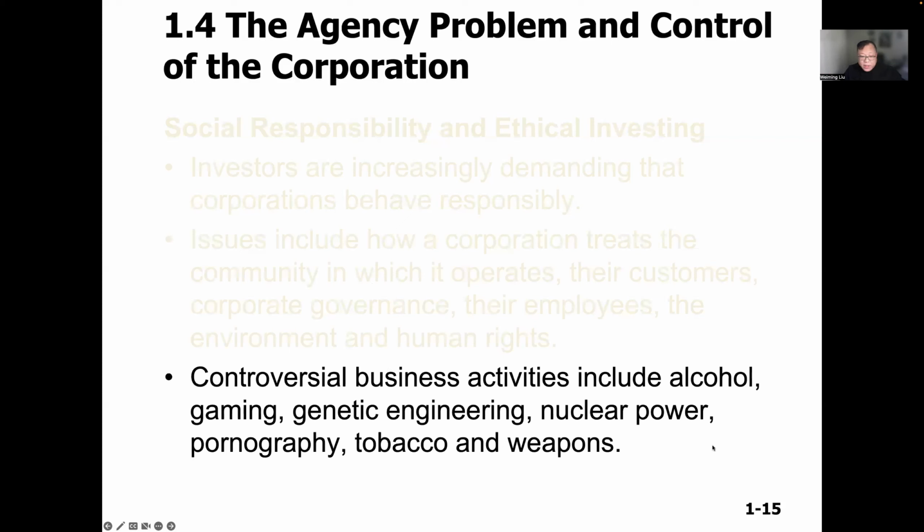Controversial business activities including alcohol, gaming, genetic engineering. This is horrible, this genetic engineering. I heard a Chinese scientist edited one of the twins' genes. That's horrible. I don't know how that will affect that baby's life in the future, right? Because this is in the early development, right? The scientist decided to add the genes of one of the twins. Horrible. Yeah. Nuclear power, pornography, tobacco, weapons, right? This kind of business. Yeah. Okay.